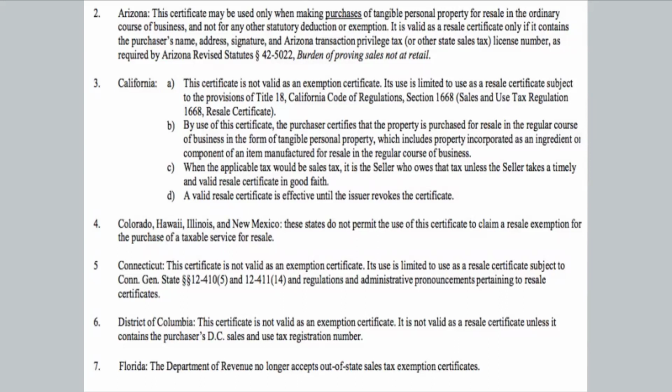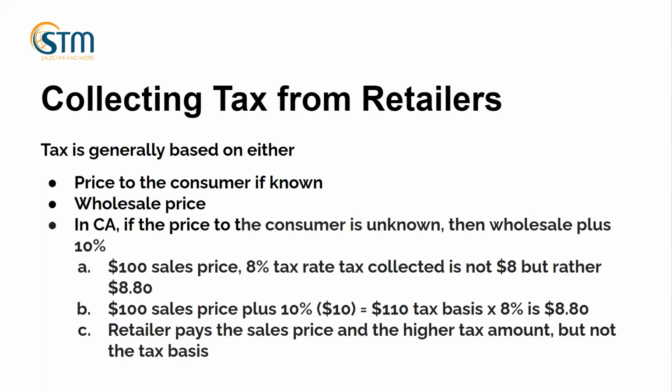All right, so collecting tax from retailers, tax is generally going to be based on either the price to the consumer if known. Some states skip that and just say the wholesale price. If the price to the consumer is not known, then again, you default to the wholesale price. California is the only one that I see that is different. In California, if the price to the consumer is unknown, then it's wholesale plus 10%. Now, the sales price stays the same. The retailer is still paying, if they're buying something for $100, they're still paying $100. It's just what the tax is based on that is going to be different.